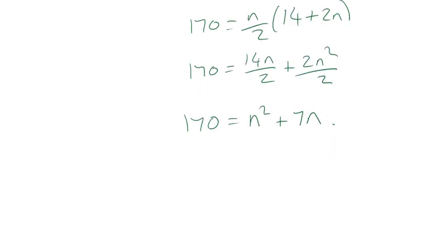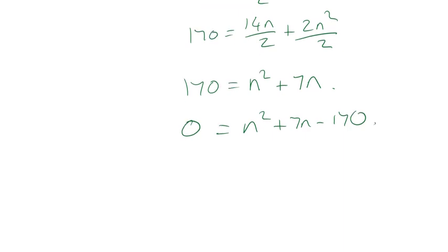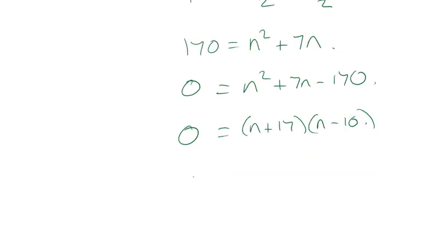And now we've got a quadratic. Well, we can solve quadratics. Let's move the 170 to the right-hand side. n squared plus 7n minus 170. I need two numbers that multiply to make negative 170 and are going to add to make 7. That's easier than you think. It's n plus 17 and n minus 10. 17 and minus 10 add to 7 and multiply to make negative 170. So this means that n is equal to either minus 17 or n is equal to 10.